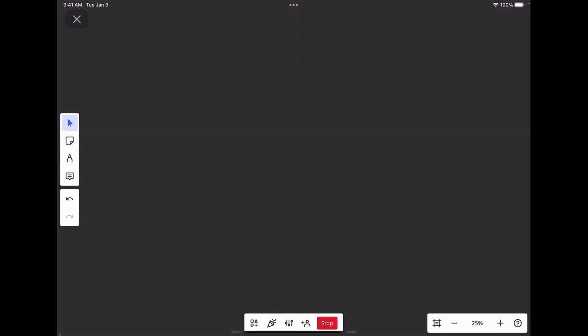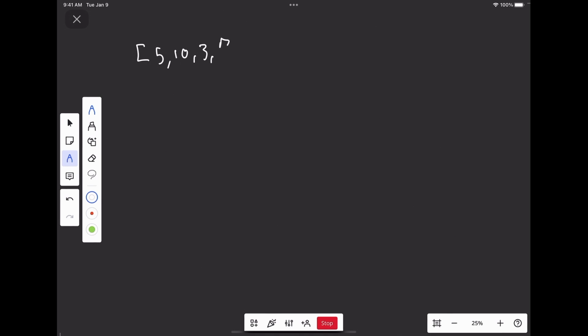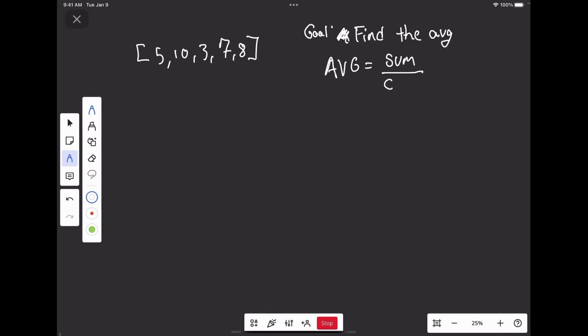So let's think about the input that was provided in that problem. They gave us a list of integers. That list was 5, 10, 3, 7, and 8. And really what they're asking us to do at the end of the day is to find the average of this list. So that's our goal for this problem. Our objective is to find the average. We know there's a really simple formula to find the average. Average is nothing more than the sum of a set of numbers divided by the count of those numbers, so how many numbers there are.